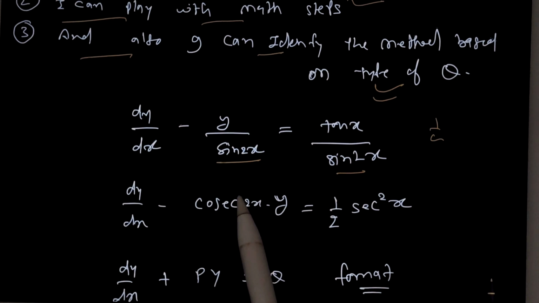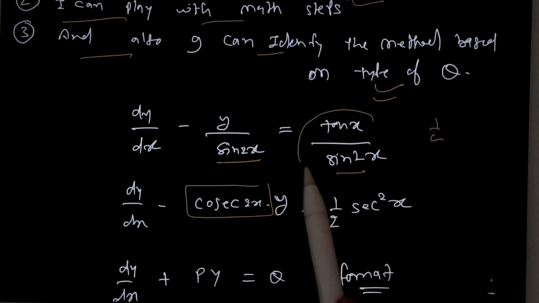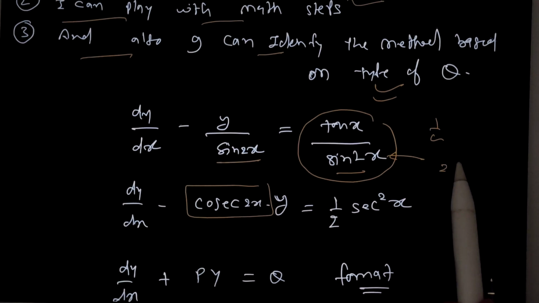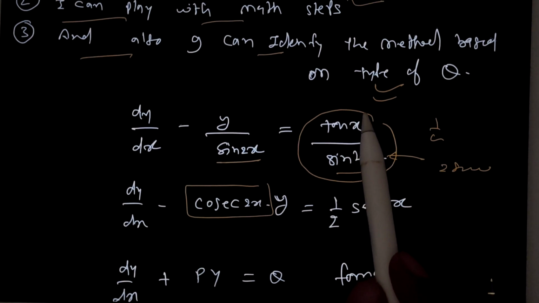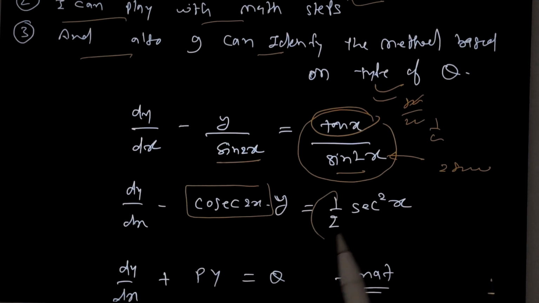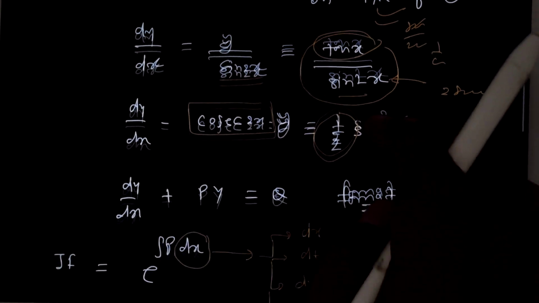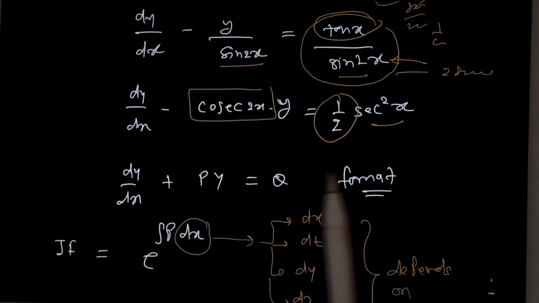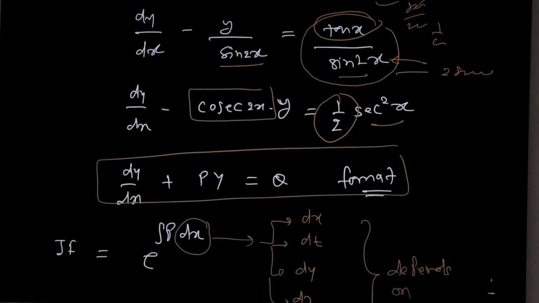So 1 by sin 2x I wrote as cosec 2x, and on the right, tan x by sin 2x: I opened sin 2x as 2 sin x cos x, and tan x as sin x by cos x. Sin x got cancelled, leaving 1 by 2, and 1 by cos square became sec square x. I hope you're clear with this also. You can do this step by yourself. Then this is my format to solve this numerical, correct?